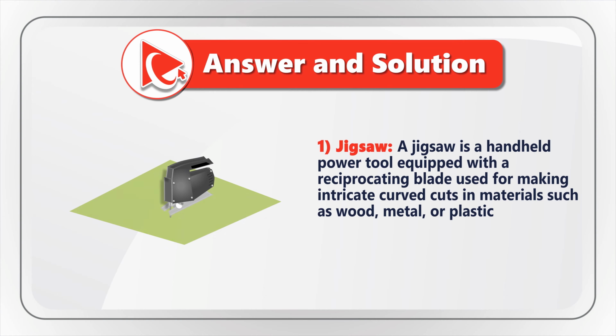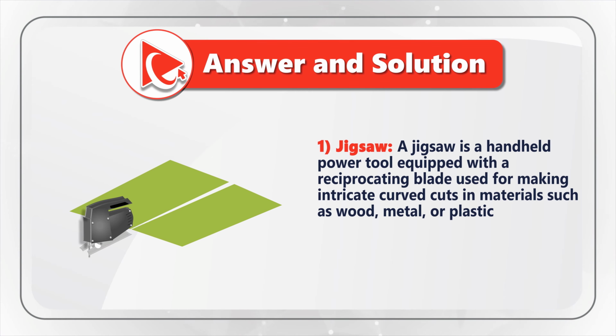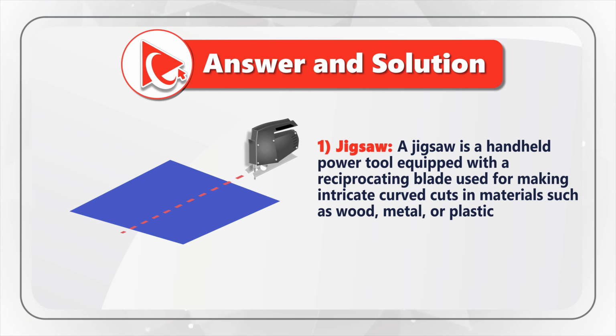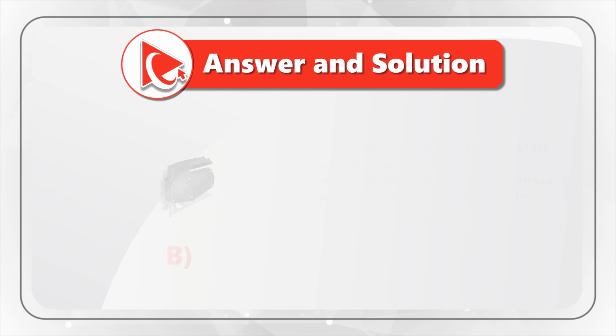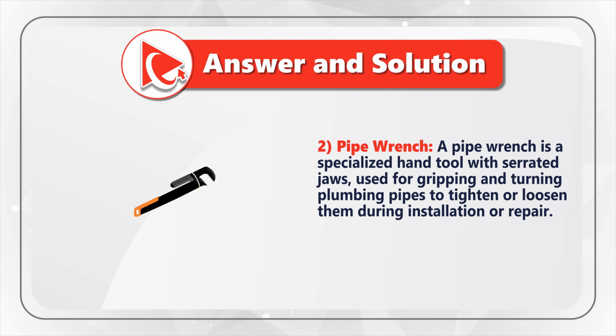A jigsaw is a handheld power tool equipped with a reciprocating blade used for making intricate curved cuts in materials such as wood, metal, or plastic. And description 1 matches image B. I think choice 2 matches the pipe wrench.